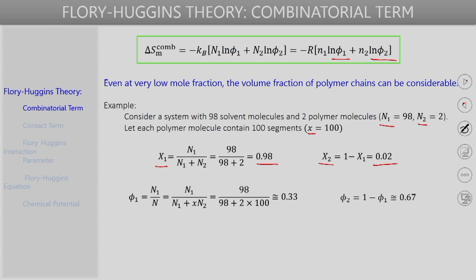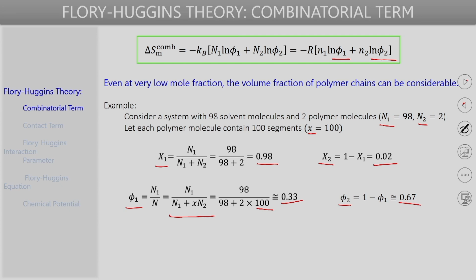Next, let us calculate the volume fractions. The volume fraction phi 1 is given by N1 divided by N1 plus x N2. Because the value of x is 100, the volume fraction of solvent is now 0.33. So, although the mole fraction is 0.98, the volume fraction is actually 0.33 only. And so, the volume fraction of the polymer, phi 2, will be 1 minus phi 1, which is 0.67. Again, the sum of volume fractions will be 1, so phi 2 will be 1 minus phi 1 for this binary mixture.